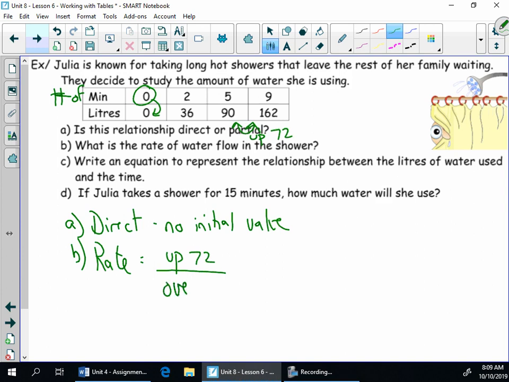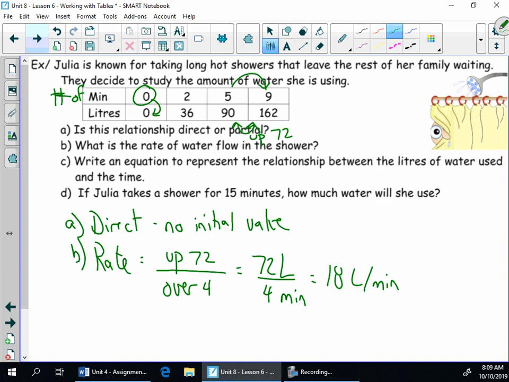And the over is always the first thing in our table. So if I chose these ones, that'd be over 4. 72 liters, and 4 minutes. And 72 divided by 4 turns out to be 18 liters per minute. And that's using my triangle trick, just the table form of it.